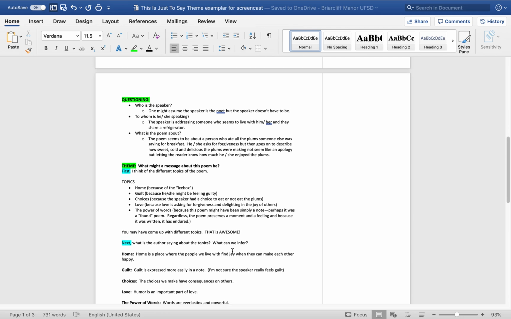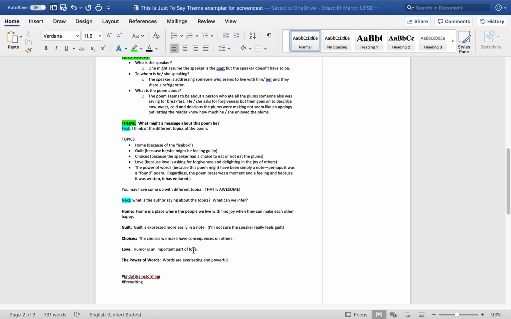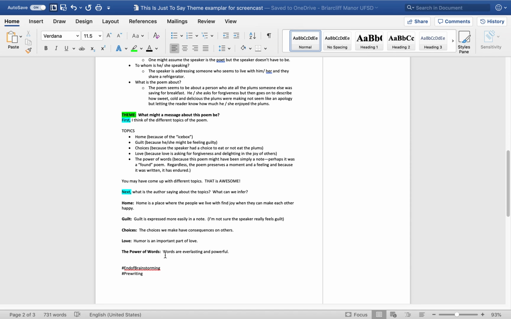What can we infer? Well, he might be saying that home is a place where people we live with find joy when they can make each other happy. He might be saying guilt is expressed more easily in a note, although I'm not really sure the speaker feels guilt. He might be saying the choices we make have consequences on others. He might be saying humor is an important part of love. Or he might be saying words are everlasting and powerful. You again may have a different message, and again, that would be totally awesome.